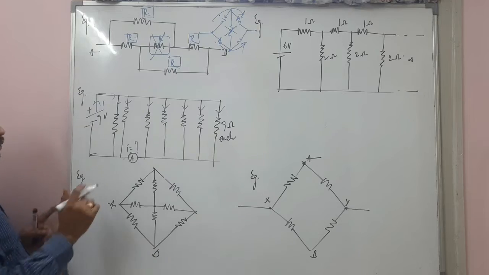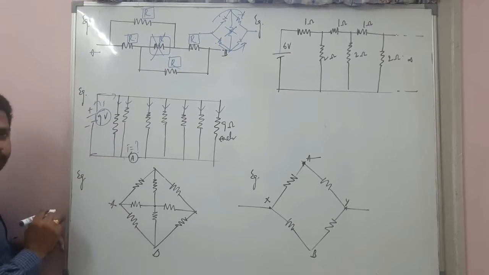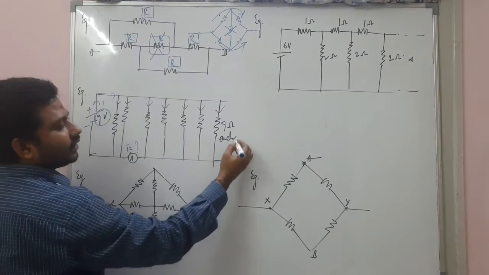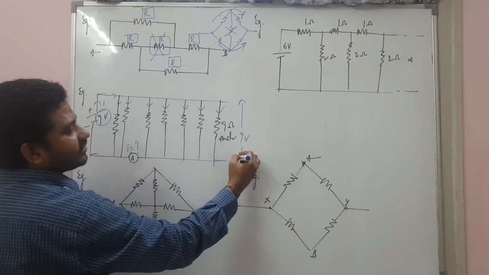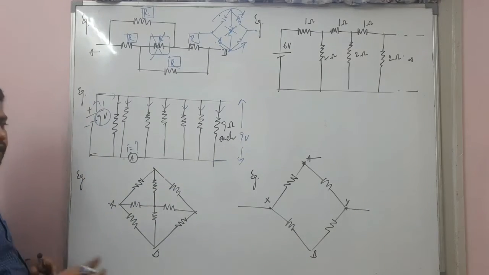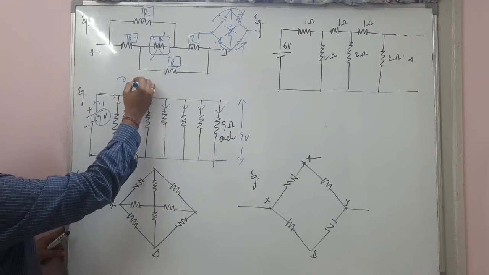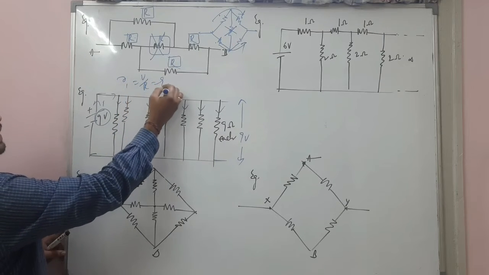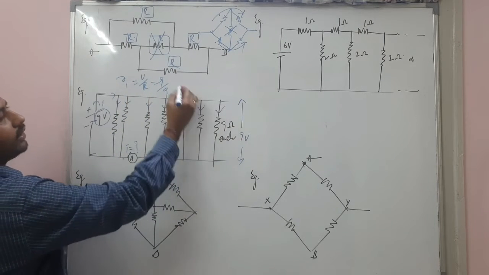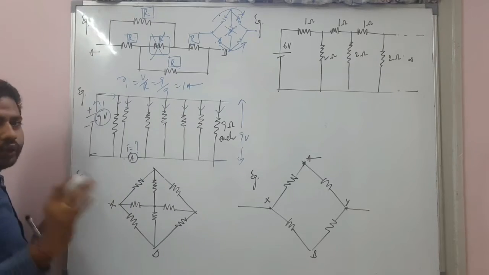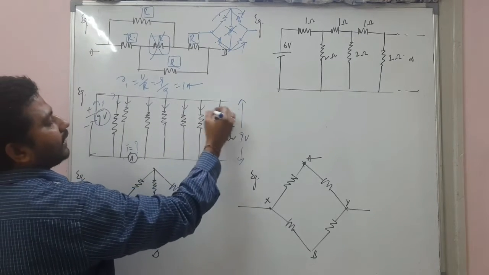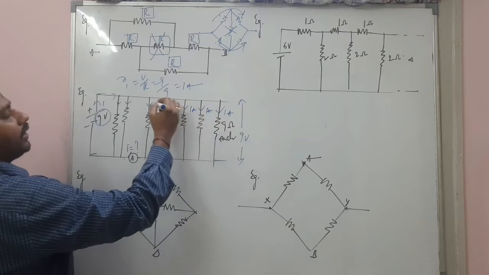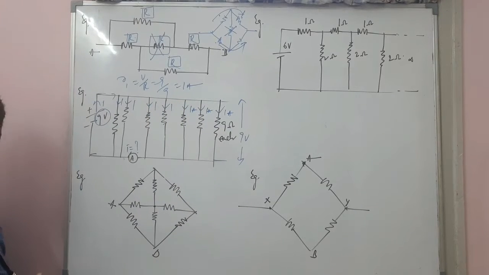Now, this is 9 volt. Across each resistor, the potential difference is 9 volts. Then, I is equal to V by R, 9 by 9. Each resistance is 9. So that's 1 ampere. Through each resistor, 1 ampere current is flowing.